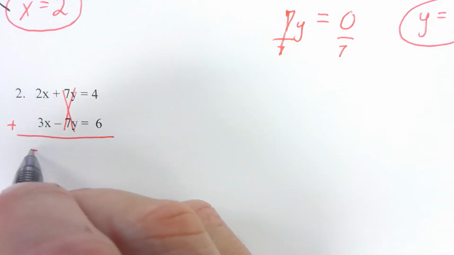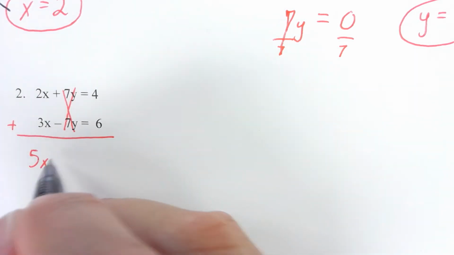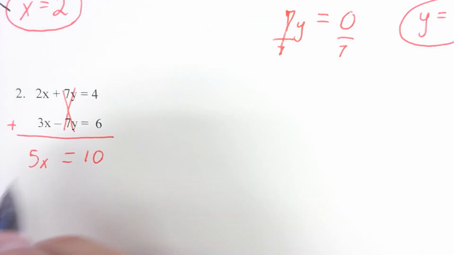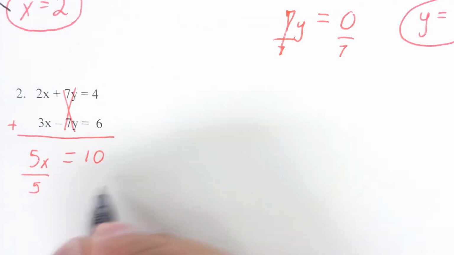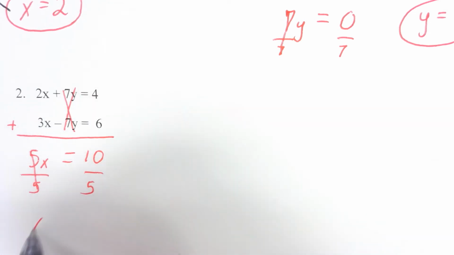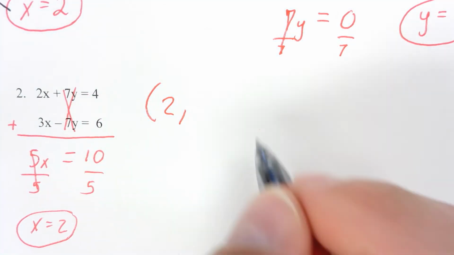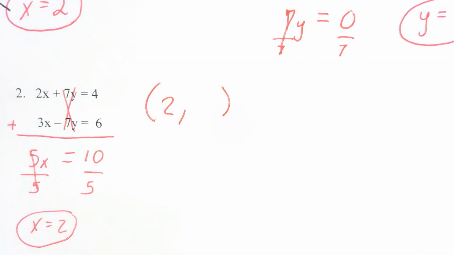A 2 and a 3 make 5. Bring down your x. 4 and a 6 make 10. Divide by 5, I find out x is 2. Well, that one was pretty easy. I get a 2 right there. Just don't know my y yet.